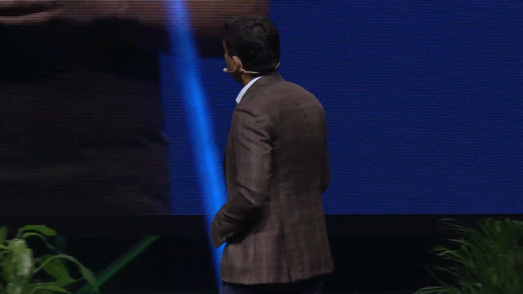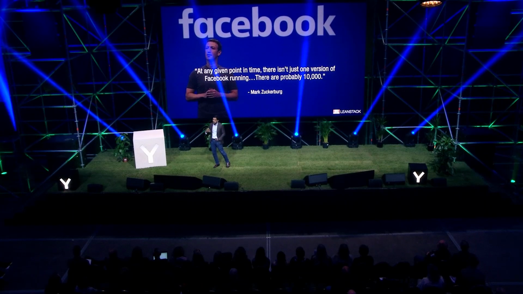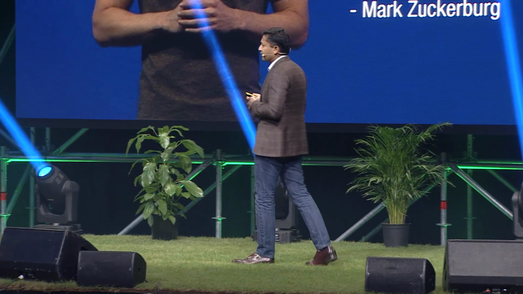Another company, to give you an example of the scale at which experimentation happens, is Facebook. You can see from this quote, there isn't just one version of Facebook running at any given point in time. There are about 10,000 experiments they're running. So this is Mark Zuckerberg telling himself and his team that he doesn't even know where the next big idea is going to come from. We need to search for that. We need to experiment and look for that.